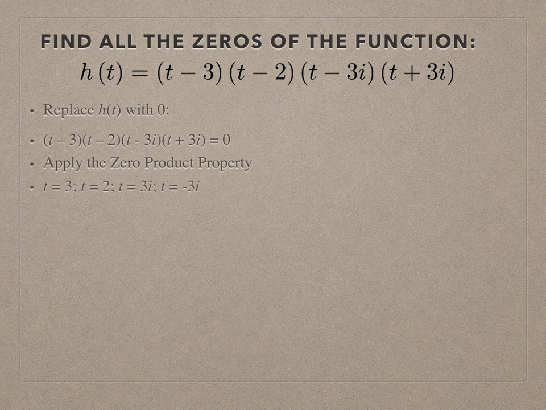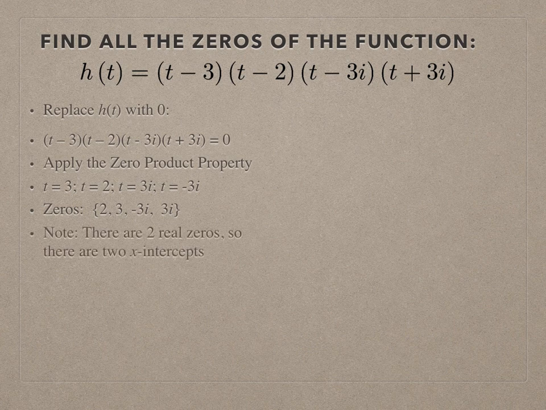Applying the zero product property yields these roots, or these zeros, where 2 of them are real zeros. Therefore, if I were to graph this function, I would expect 2 x-intercepts. The graph will go through x equals 2 and x equals 3 on the x-axis.